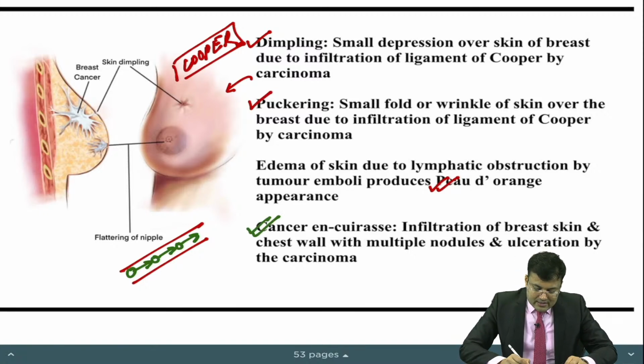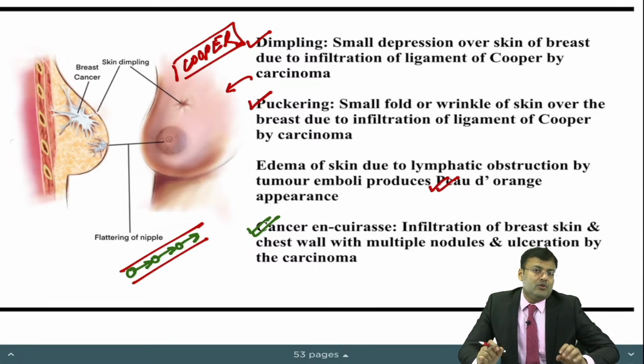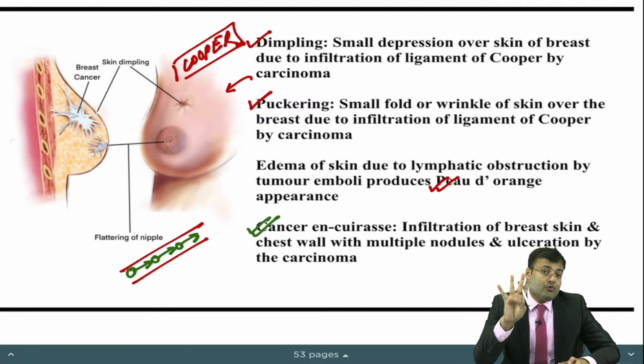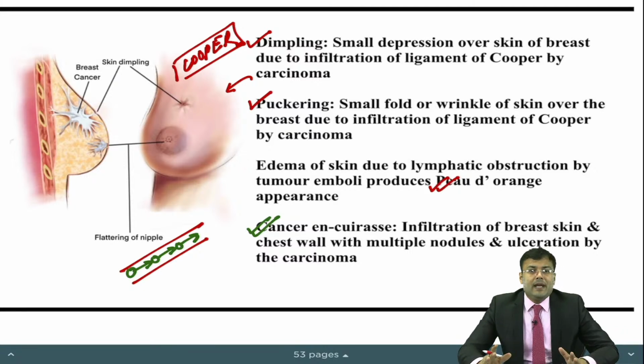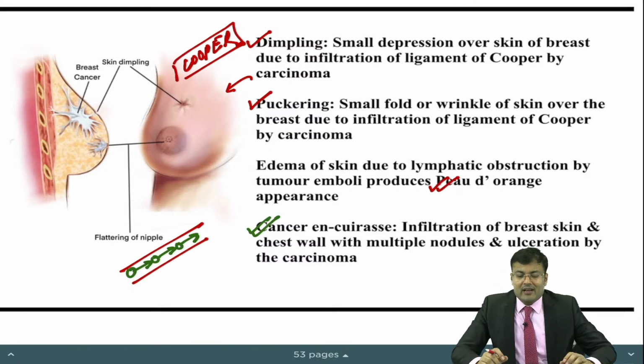And what is cancer in cuirass? There is presence of multiple nodules, ulceration in the breast skin, and there is involvement of chest wall. So these are the 4 questions which are asked: dimpling, puckering, cancer in cuirass, and peau d'orange. Clear?